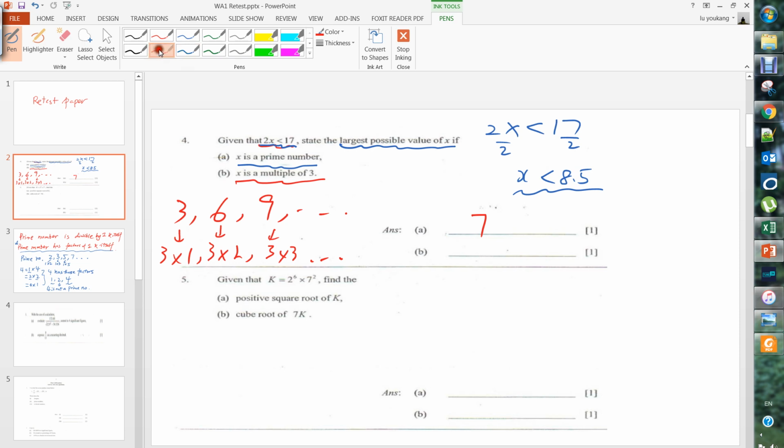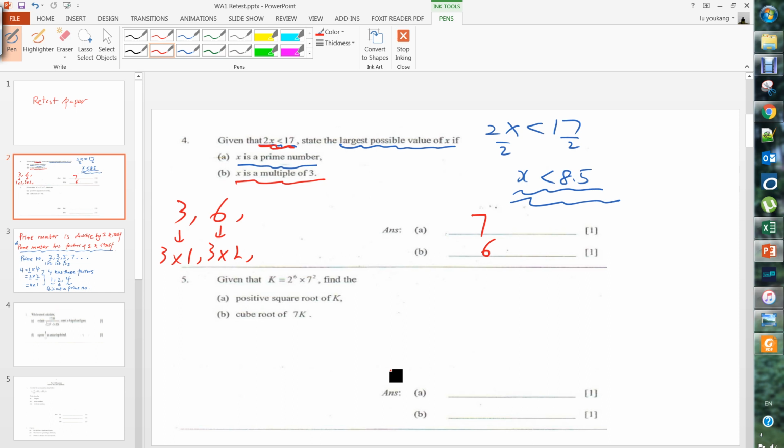But the question clearly says what? The question clearly says it must be smaller than 8.5, and it has to be the largest. So 9 is out. 9 shouldn't be there because 9 is bigger than 8.5, so it doesn't fit the requirement here, right? So therefore I choose 6.